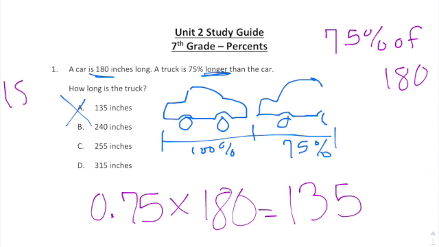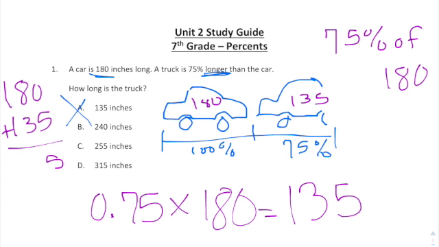So now I just take my 180, my 100%, right, this is 180, and then this is 135. So I'm going to add those together. 315. So here's my correct answer when I add them together.